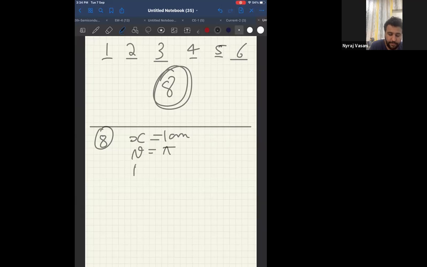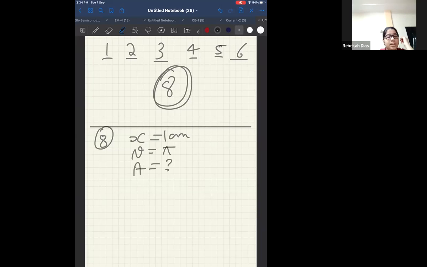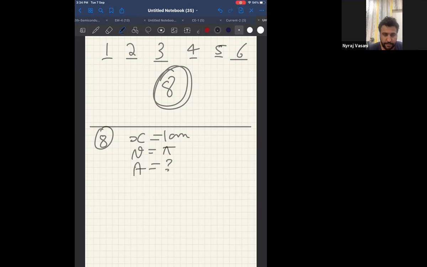What is the amplitude? And the angular frequency, that means omega, is also pi. Is my screen visible or is it gone? So it is visible. Okay, now get the value of A from this data.